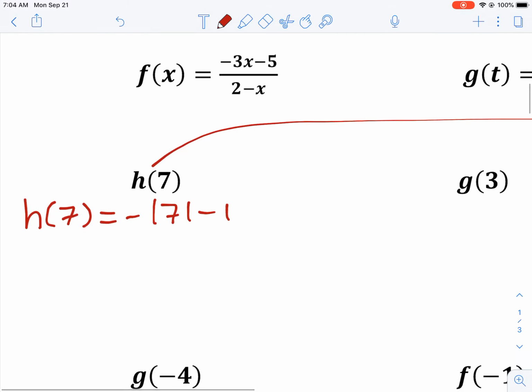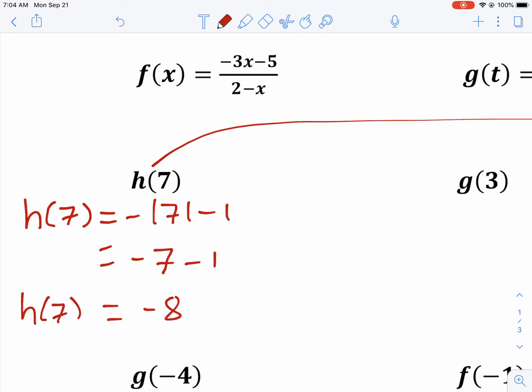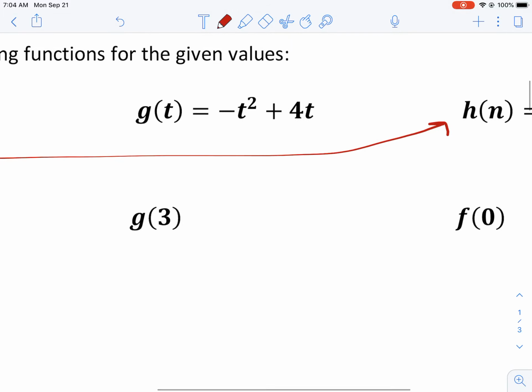Now, if you don't remember what absolute value means, it takes whatever number is inside the bars and makes it positive. So since 7 is already positive, it stays positive. And then we have our negative sign out in front. -7 minus 1 is -8. So really all we're doing here after we plug in our number is just order of operations, okay?